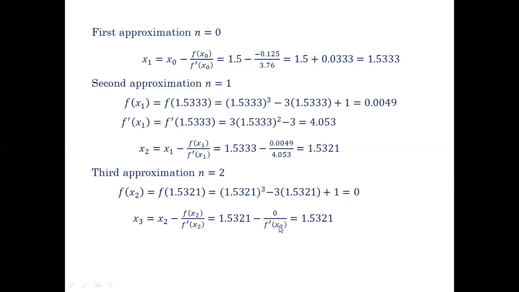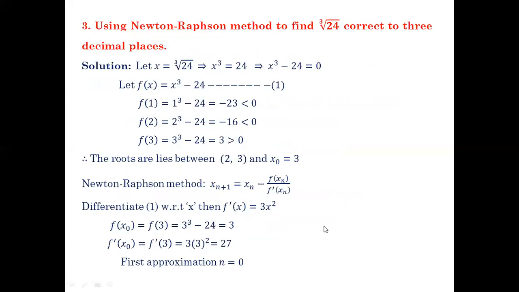0 by anything is 0. So simplification gives 1.5321. Compare x3 and x2. Both values are same. Therefore, x2 is equal to x3. Therefore, the required solution is 1.5321.